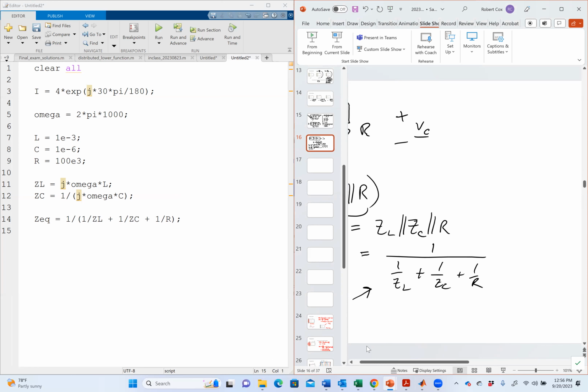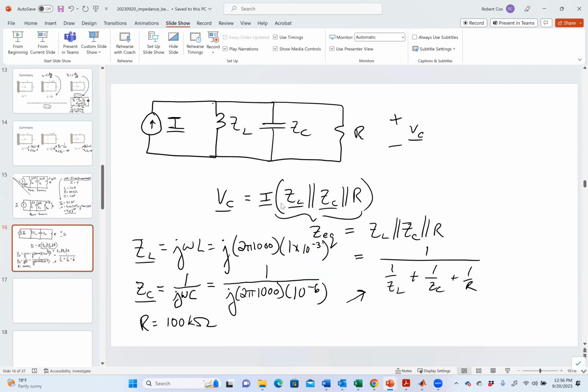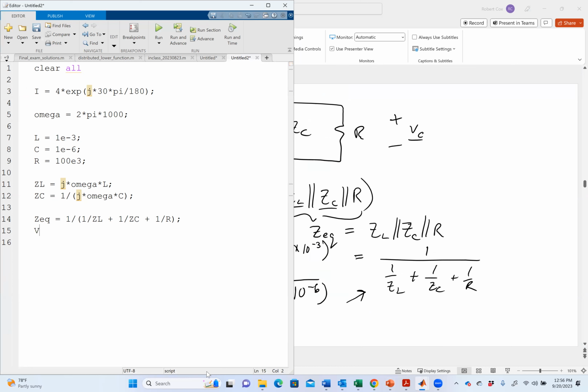Not reacting to me here. All right, V sub C. No. V sub C was, or if I expand this out, V sub C is I times ZEQ, right? So what I want to do in my MATLAB, if I want to figure out what V sub C is, is just do I times ZEQ.